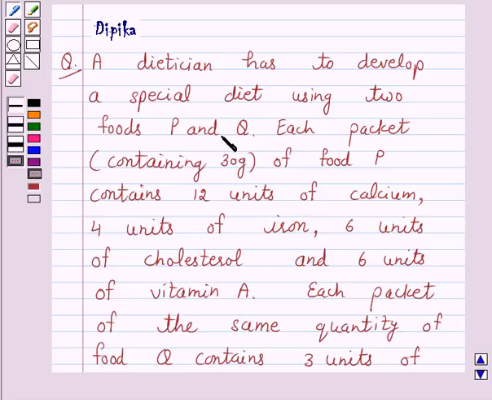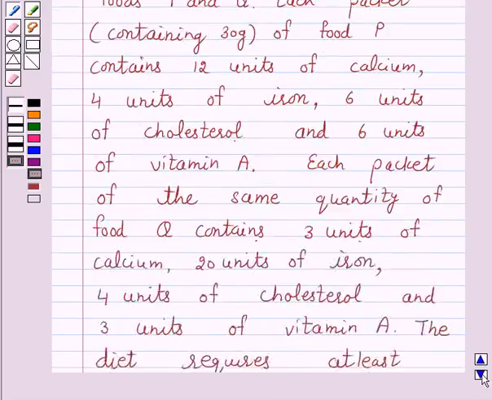Let's discuss a question which says, a dietitian has to develop a special diet using two foods, P and Q. Each packet containing 30 gram of food P contains 12 units of calcium, 4 units of iron, 6 units of cholesterol and 6 units of vitamin A. Each packet of the same quantity of food Q contains 3 units of calcium, 20 units of iron, 4 units of cholesterol and 3 units of vitamin A.